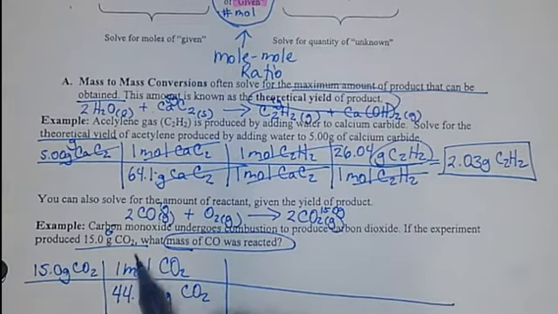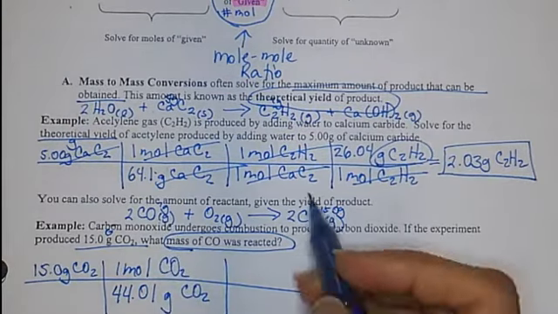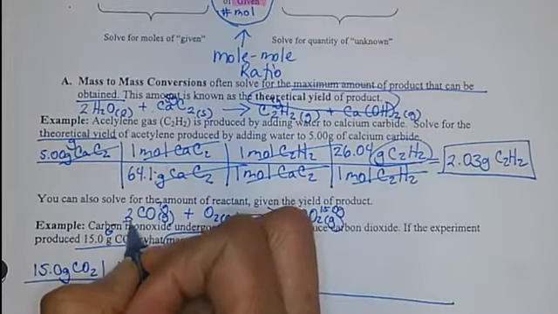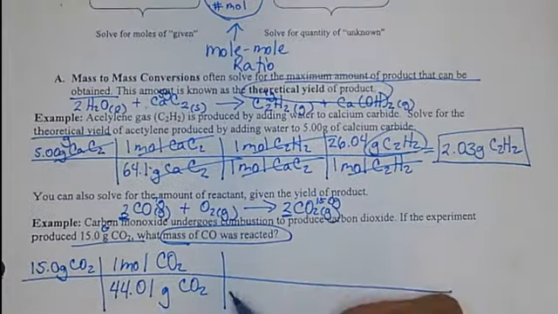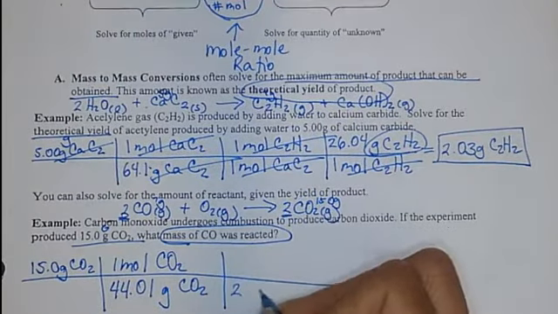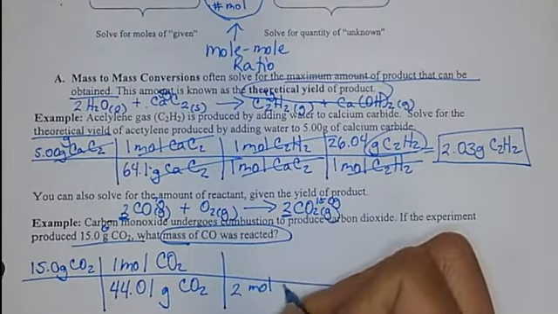In this case, if you're looking at it, carbon monoxide and carbon dioxide, notice what the coefficient is. So the coefficient is 2 to 2. Don't reduce it. Okay, keep it the exact same. Don't reduce it. So you're going to use that 2.